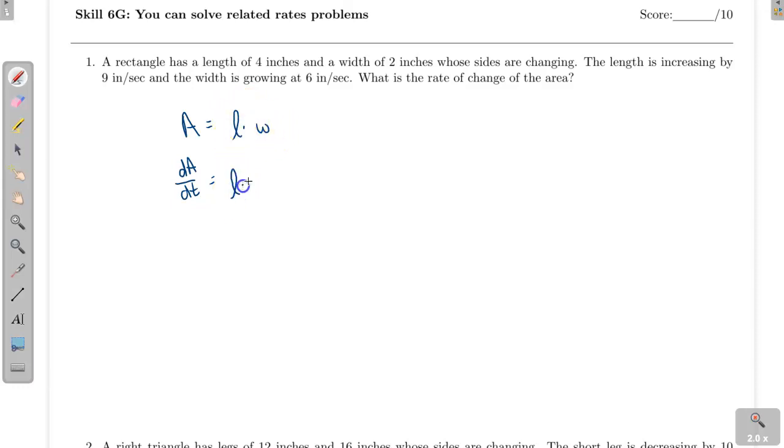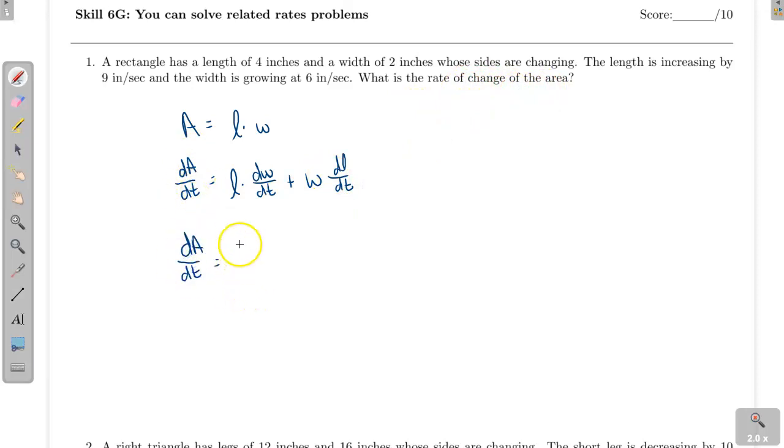L is going to stay. Derivative of W is dW/dt. Plus, keep W, derivative of L is dL/dt. And now we plug in everything we know. We're trying to figure out how the area is changing, so this is what we want to know.